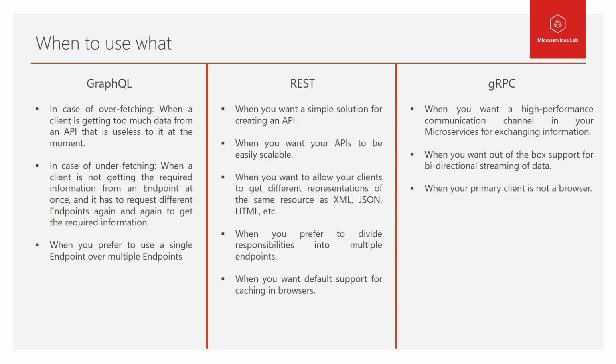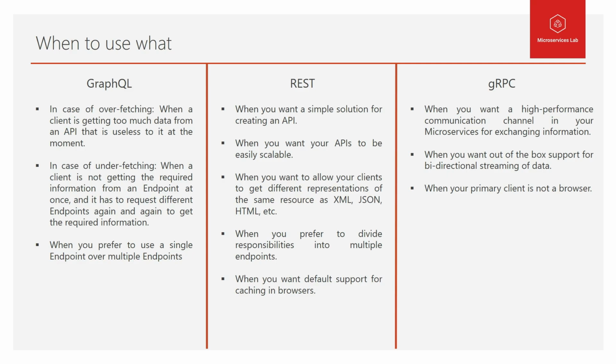Now let us see when to use what. So when can we use GraphQL? In case of overfetching. So what is overfetching? When a client is getting too much data from an API that is useless to it at the moment, the same scenario that happened with client B. So when a client is getting too much data which is actually useless to it at the moment, it is known as overfetching.